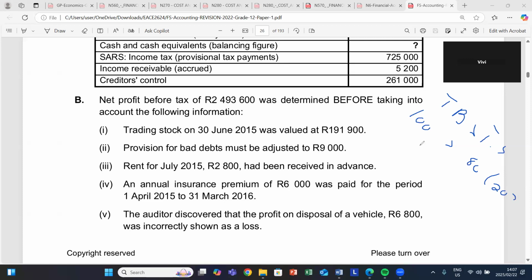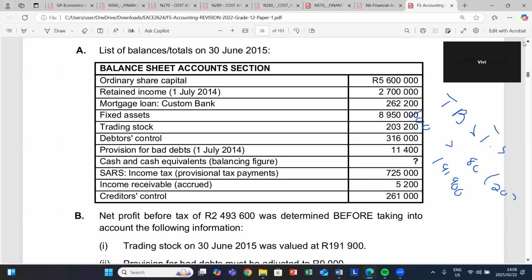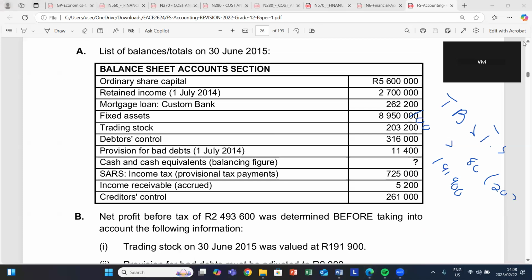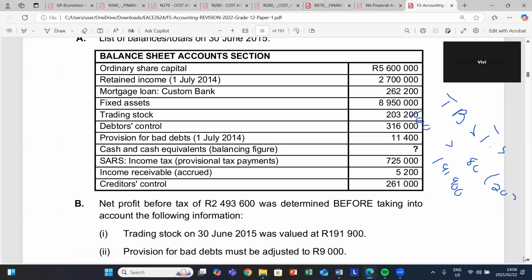In this situation, the trading stock adjustment, apologies, is 191,900. So we'll have to check the one that we have in the trial balance. Let us go to the trial balance. In the trial balance, where is trading stock? Then I can see the trading stock. Do you see a value of trading stock here? Okay, it's 2,300. So do you have a deficit or surplus?